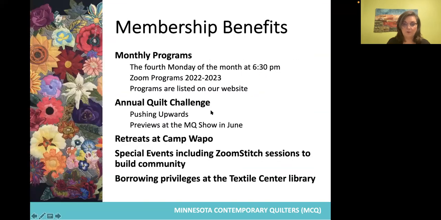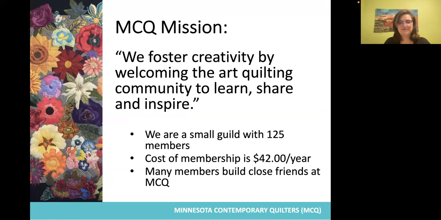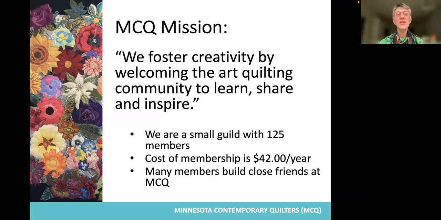One second, I'm trying to go back. Oh, we missed this slide. Here, this one. So our mission: we foster creativity by welcoming the art quilting community to learn, share, and inspire. We were careful when we came up with this mission statement, and especially the words learn, share, and inspire. We spent a lot of time talking about those and what we wanted to communicate there. And that's so true: learning, sharing, and inspiring. We're doing that through our programs, through our retreats, and we get together with small groups.